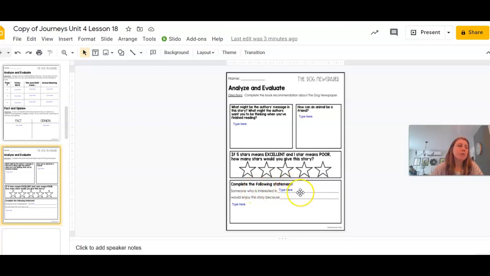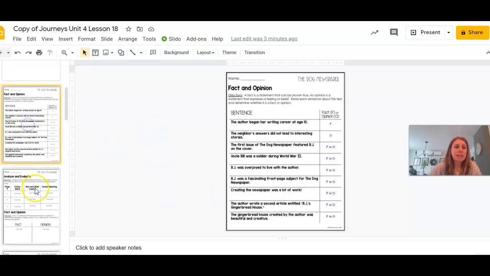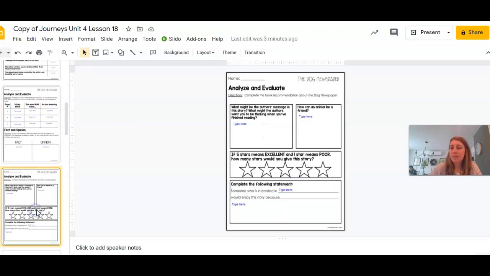Someone who is interested in newspapers would enjoy this story because it's about newspapers? No, I don't think so. That's not a 5th grade answer. Come up with something deeper, okay? So you will complete these 3 slides today, the fact and opinion and the analyze and evaluate slides. If you have any questions, please let me know.